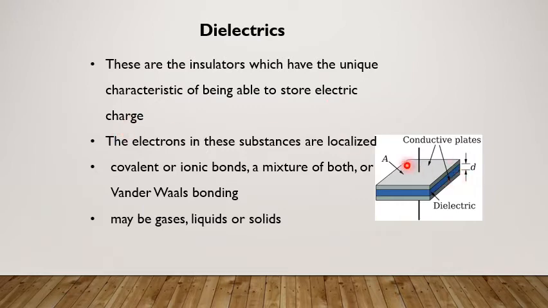Here in the diagram, conducting plate, second conducting plate, and in between the two conducting plates is a dielectric material. This dielectric material is an insulator and it is used for storing the electric charge here. The electrons in these substances are localized. In dielectric materials, because these are insulators, electrons cannot move freely.